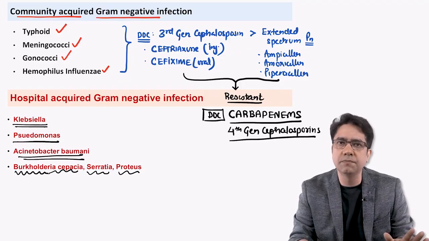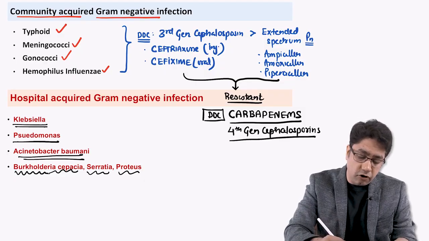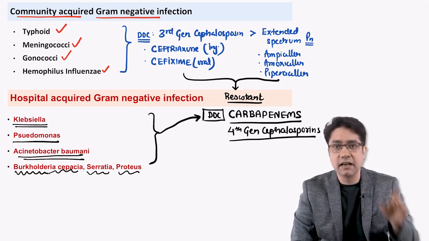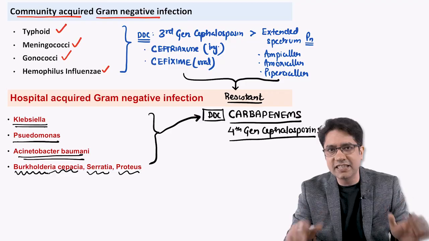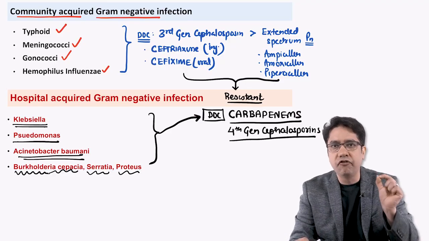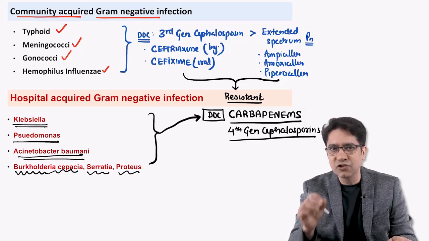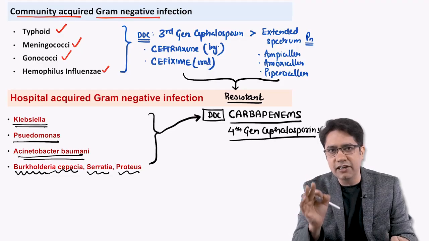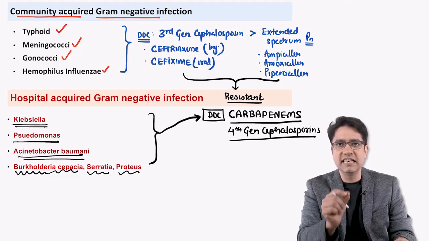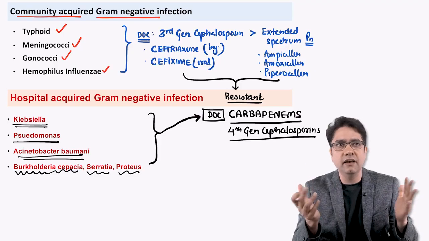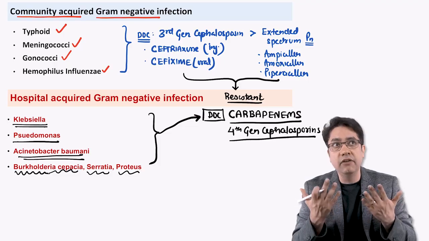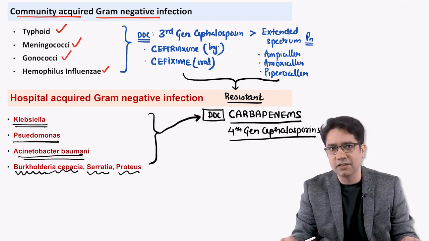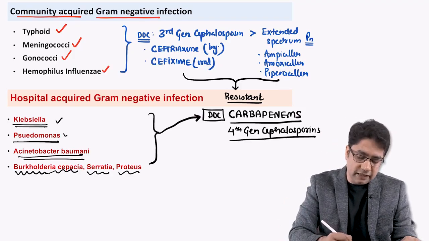These infections are hospital acquired infections, and for hospital acquired infection, the overall drug of choice is carbapenems. Straight away start carbapenems or fourth generation cephalosporin. So if I ask you a question, drug of choice for Acinetobacter baumannii, you will say, sir, a very peculiar bacteria, rare infection, probably it will be causing infection in hospital. Sir, the drug of choice is carbapenems. So similarly, Pseudomonas and Klebsiella.